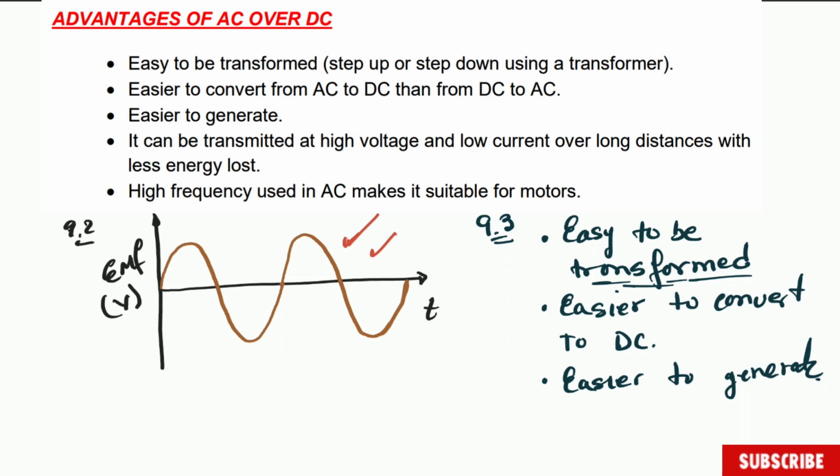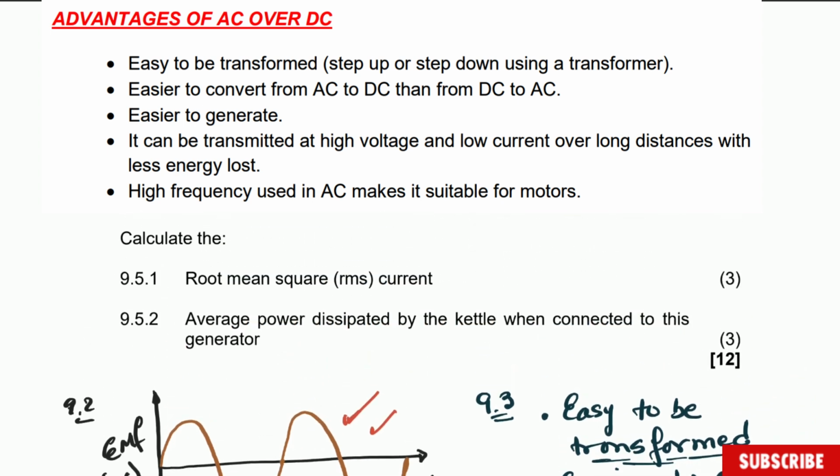It is easier to convert to DC. So you get AC and you can convert it to DC easier than the other way around. And it's easier to generate. But this is more important or more easier thing why it is rather use AC than DC. I will post the whole of them.